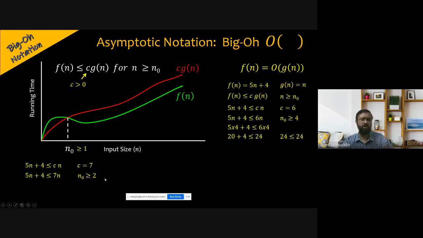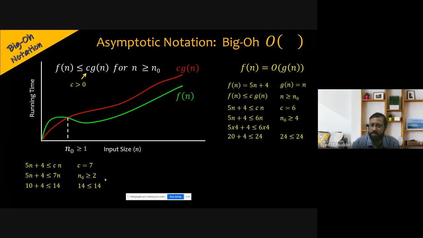You yourself can solve and see. It's satisfied. It's 10 plus 4, 14, and 14 less than or equal to 14 is true. So what we are saying is that we have to find some constant c and some constant n0, some value for n0 greater than or equal to some value, to satisfy the equation. Now, I told you about the degree.